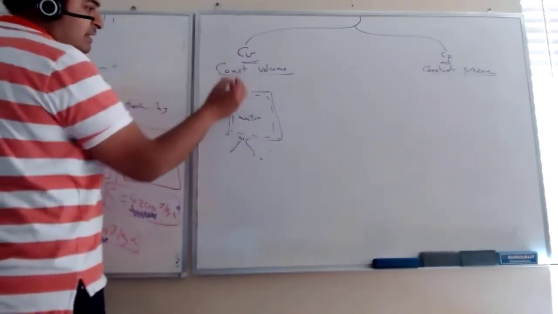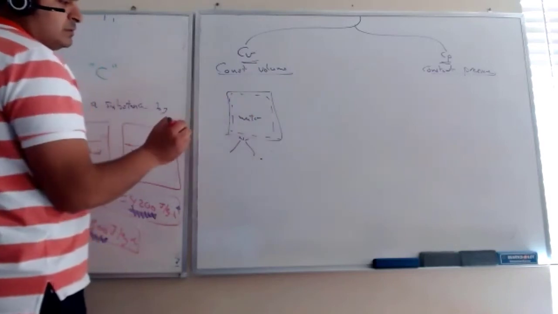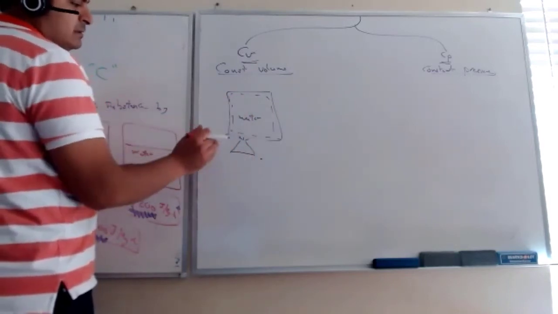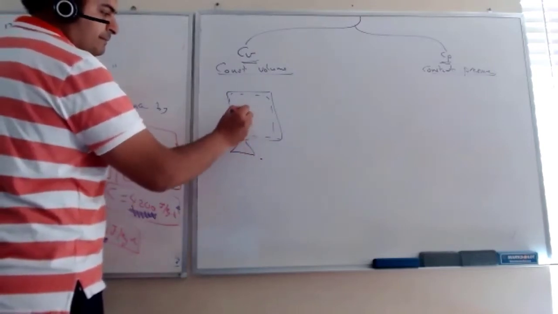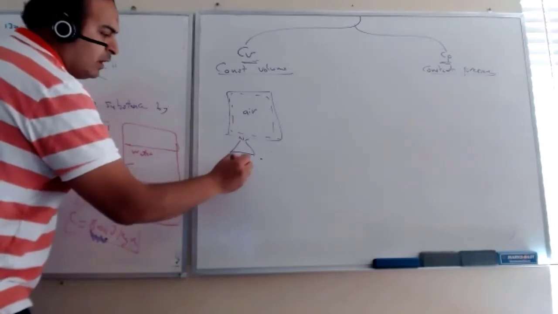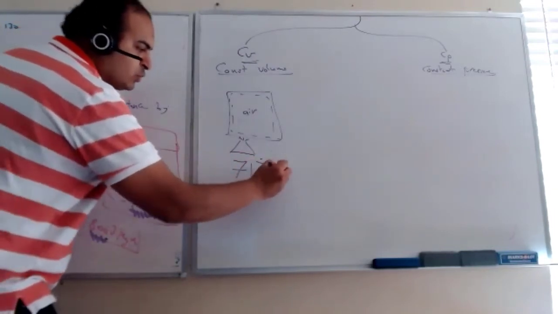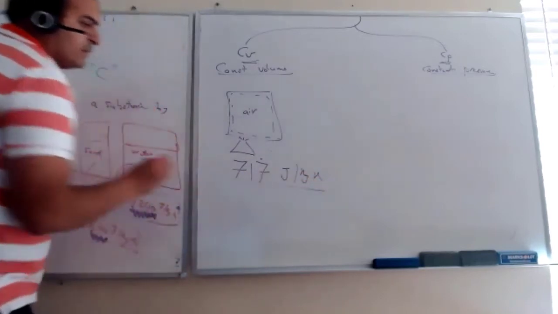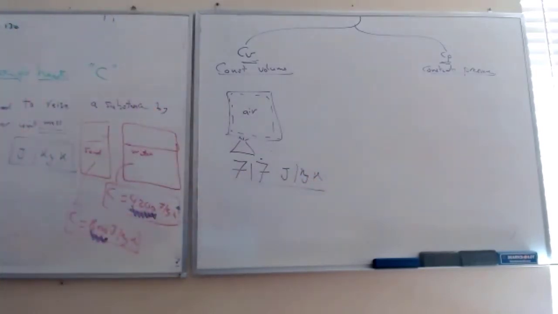Then I measure Cv of this water or gas, usually gas, let's say air. Then I heat up. I found out we need 717 joule per kilogram Kelvin. So for every kilogram of air to raise 1 degree, we need 717 joule per kilogram Kelvin.